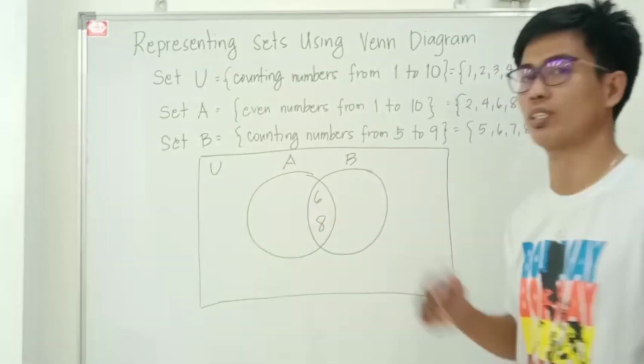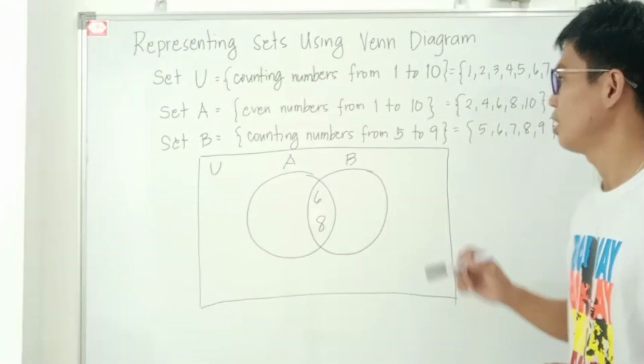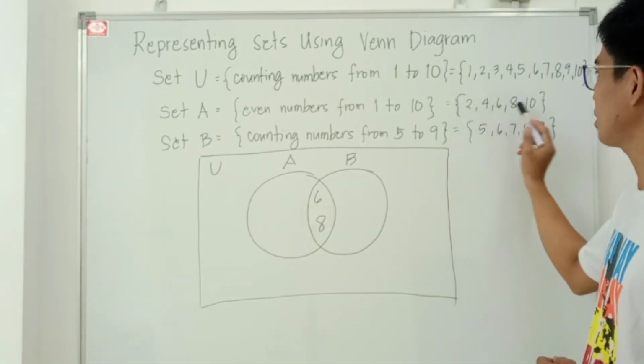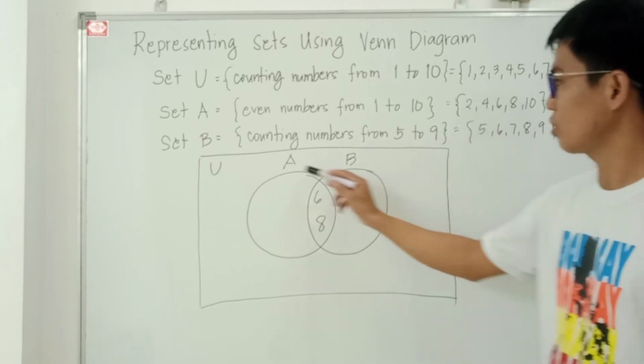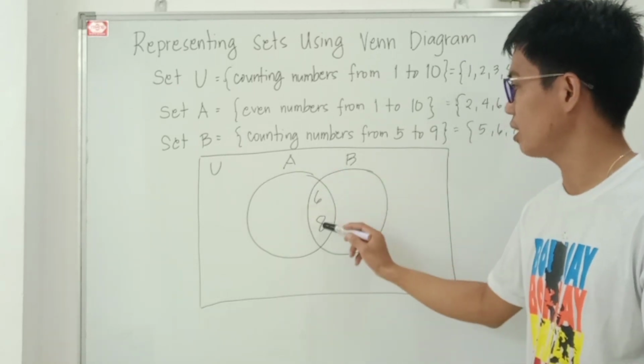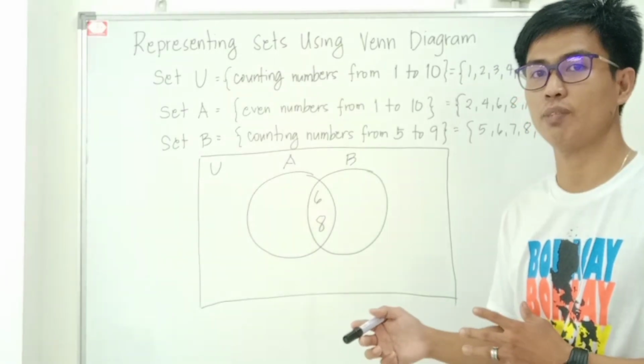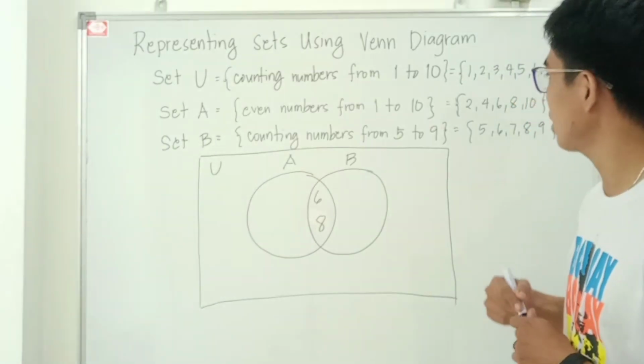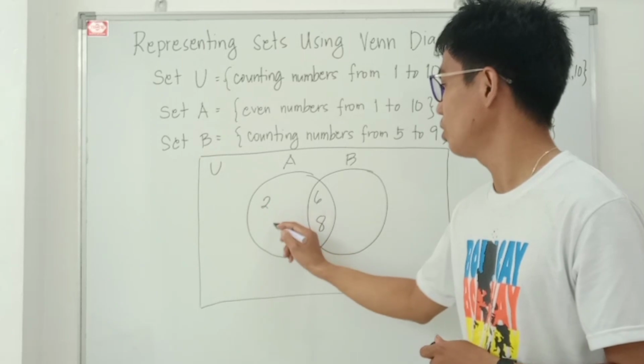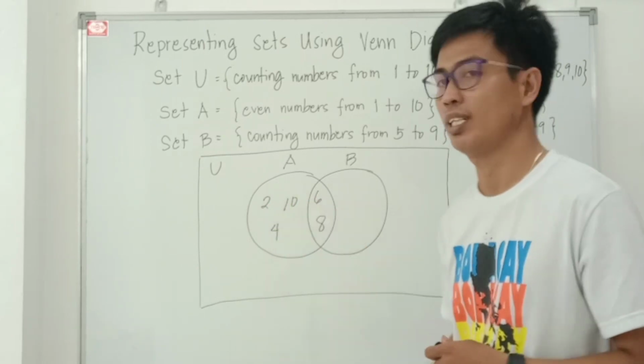So let's start with letter A or set A. So the elements of set A are 2, 4, 6, 8, and 10. So since meron na tayong 6 and 8, what we are going to do is just list down all the elements na hindi pa natin nalilista. And those are 2, 4, and 10.